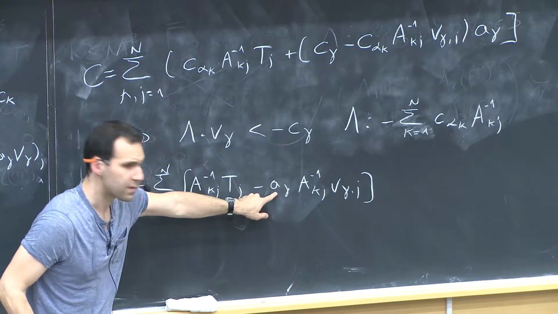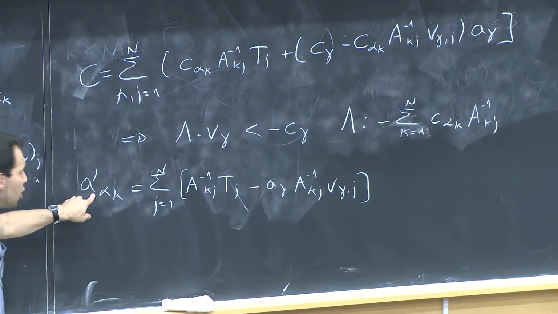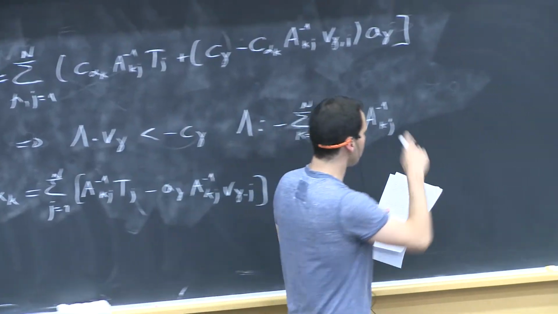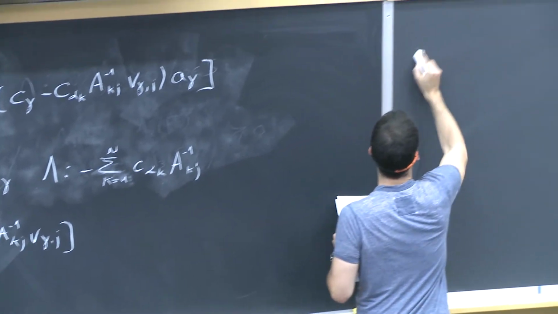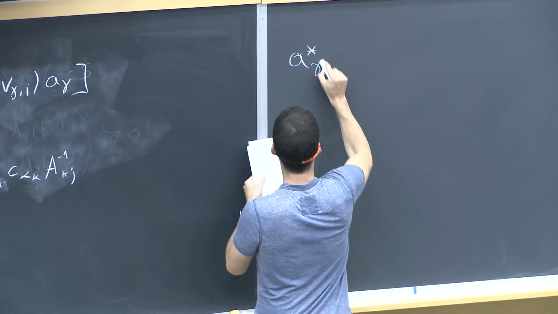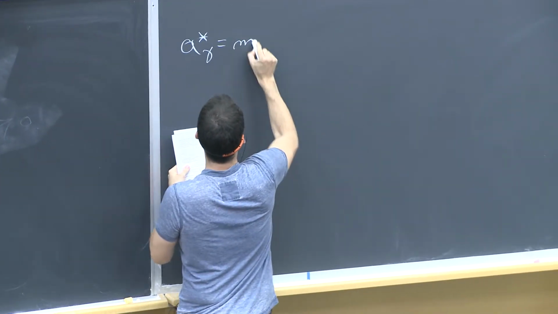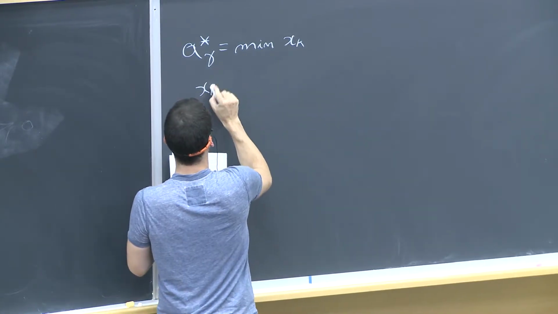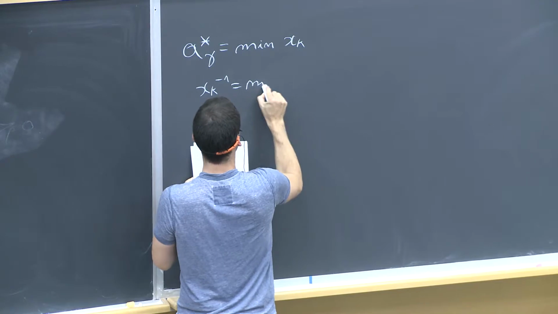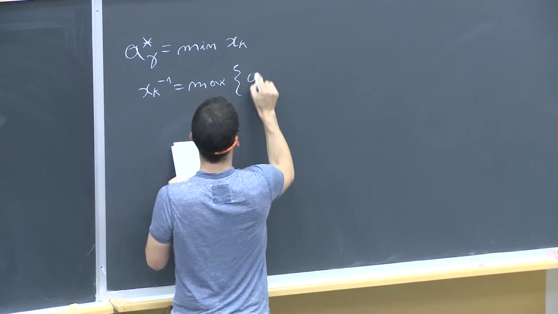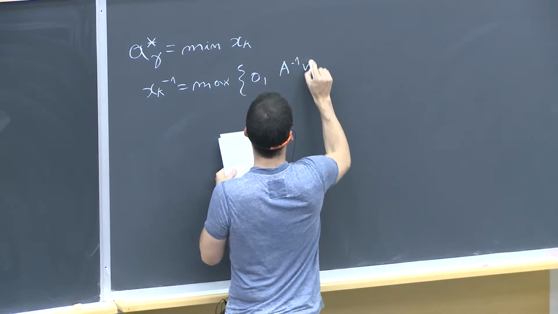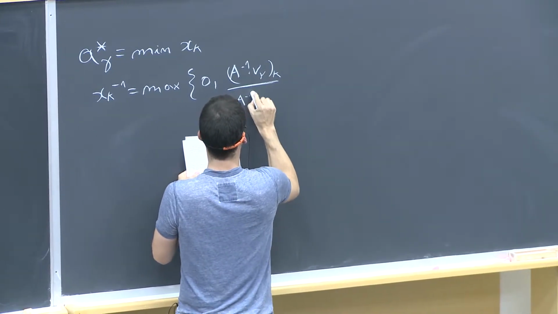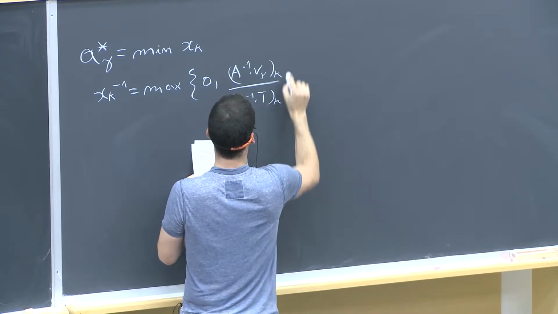So now you dial up this coefficient, and eventually one of these will be 0. So let's write down the conditions for these to be 0. So A star gamma, the maximum value, is the minimum of xk, where xk minus 1 is the max between 0, A minus 1 v gamma k, A minus 1 dot t k.